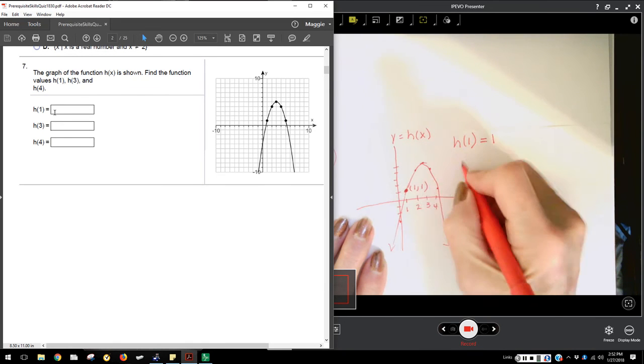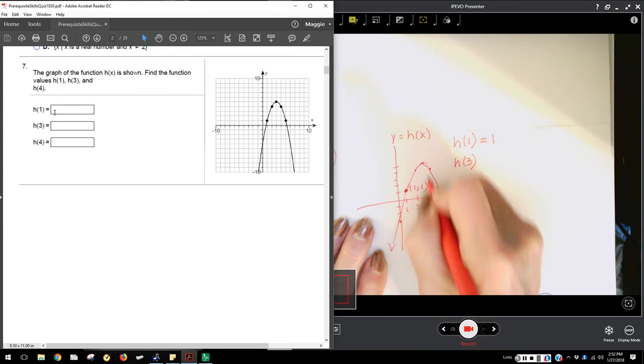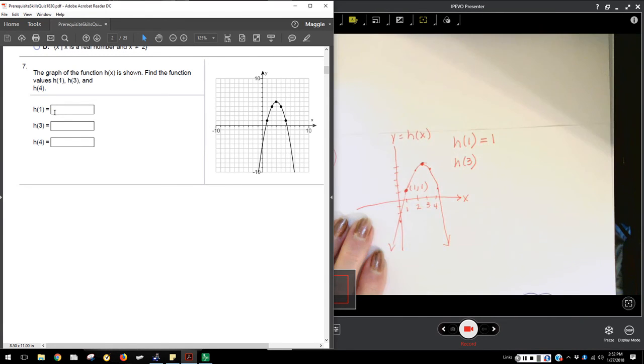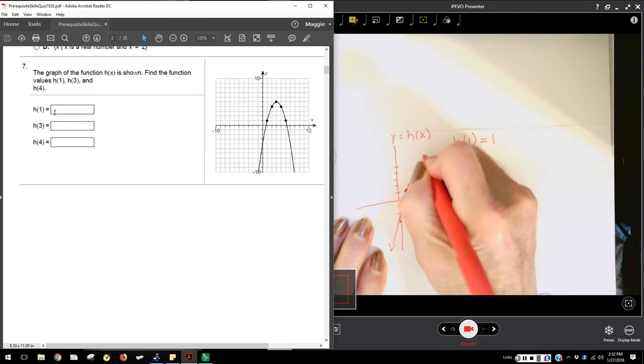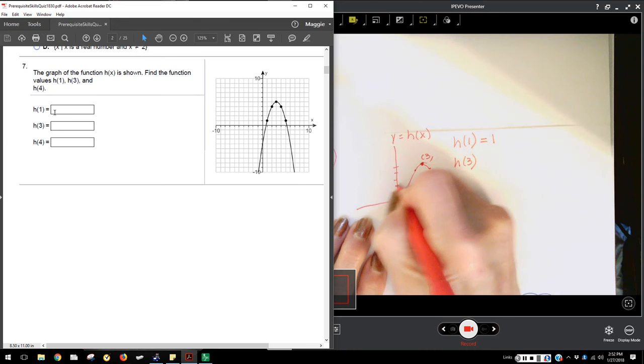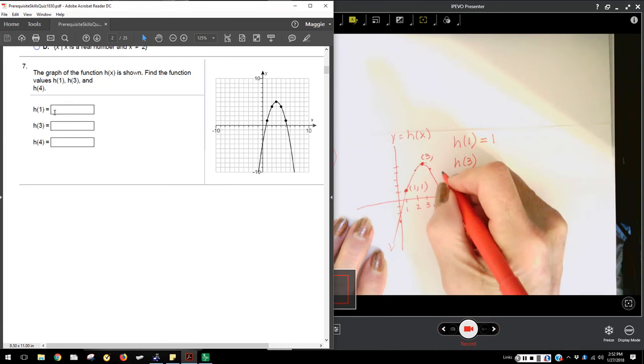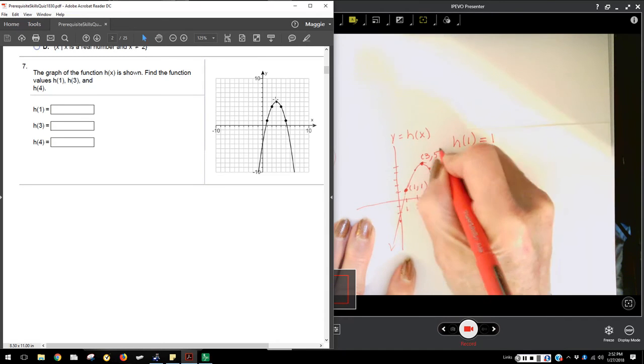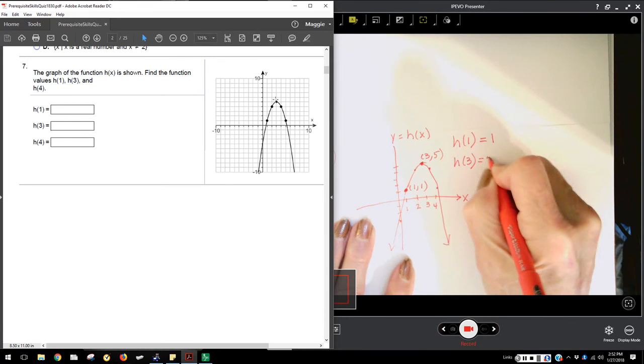H of 3 is where x is equal to 3, which is that point at the very top. And we see that h of 3 is 1, 2, 3, 4, 5. Or on the graph, to make sure that I'm matching, I'm going to go, okay, there's 3, 1, 2, 3, 4, 5. So h of 3 is equal to 5.